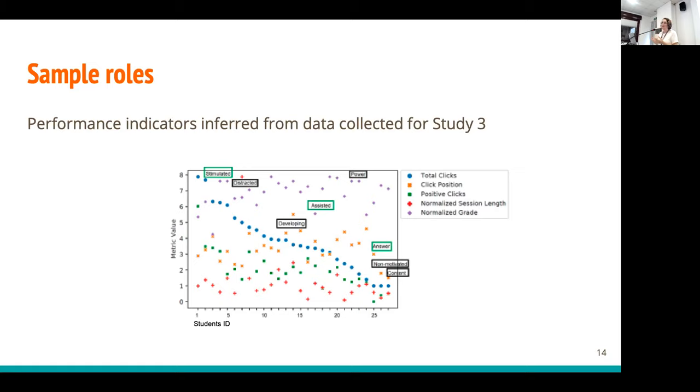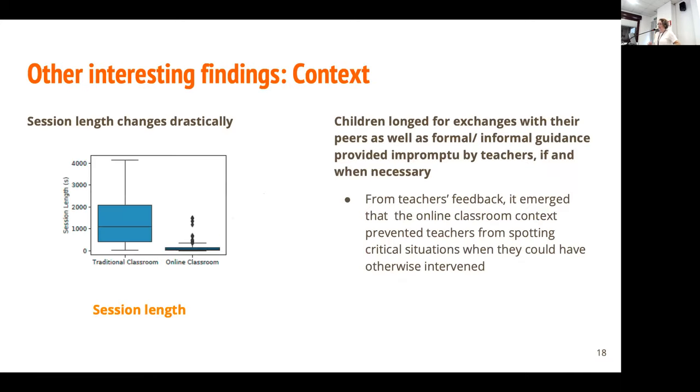We had a good number of students, but still not enough to say we have something final out there. Interesting findings. The context makes a difference. As I was telling before, when we moved from the classroom in person to the online, the length of the session dropped dramatically because children were not engaged and they needed their peers and their teacher to give them support and to stimulate them. So that's something very important for us to keep in mind because the online context is not going to go away. So we need to take that into account.